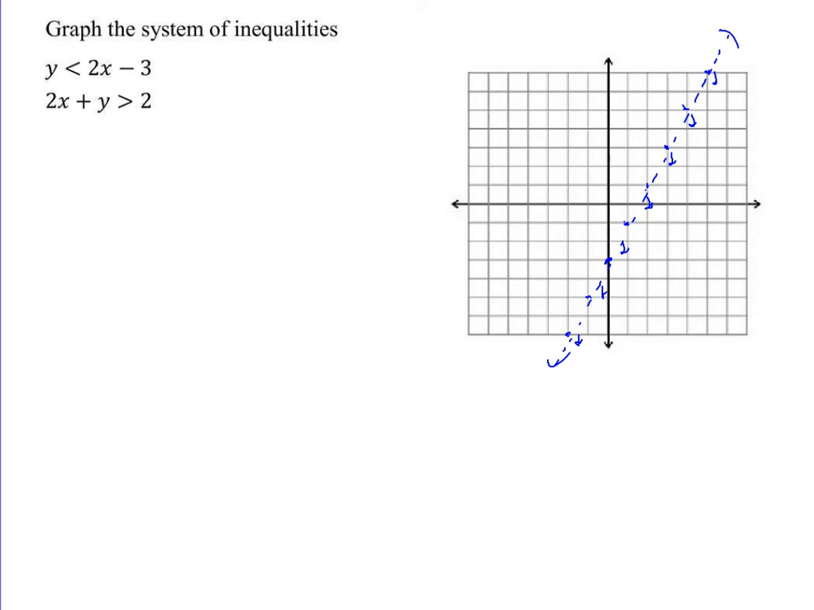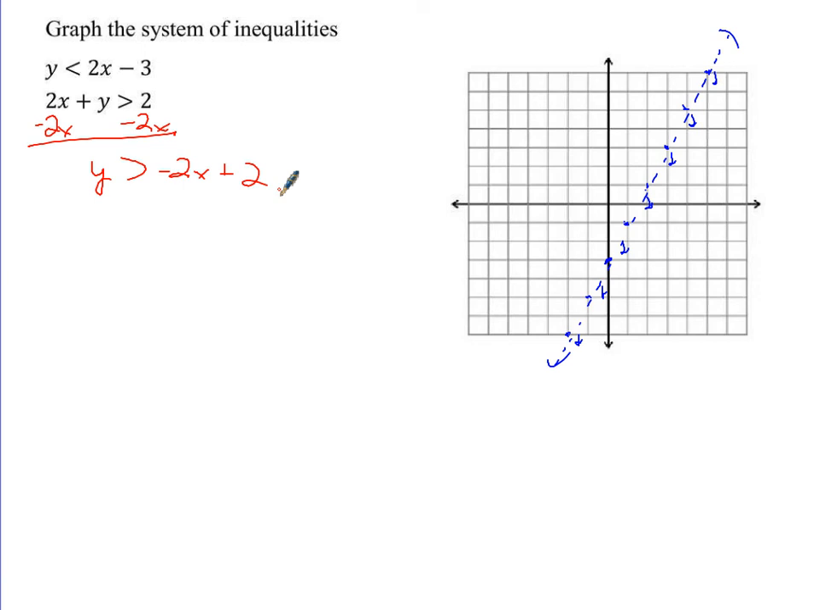So now we need to go on to the second inequality. And how are we going to graph that one? First, slope-intercept form, that's right. So we're going to have to subtract 2x from both sides. And when we do, what do we get? Y is greater than -2x plus 2. Okay, that's slope-intercept form. So we're ready to graph this.